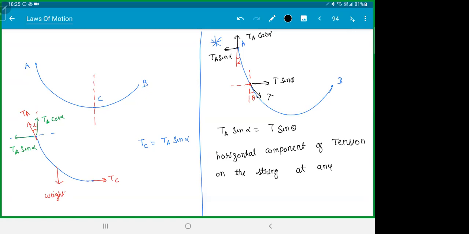This will be a theoretical statement question. It doesn't matter. You choose any point, the tension will always be constant here. So this will also be TB sine beta. Do check this out. That will be asked in a more than one choice as a statement question.